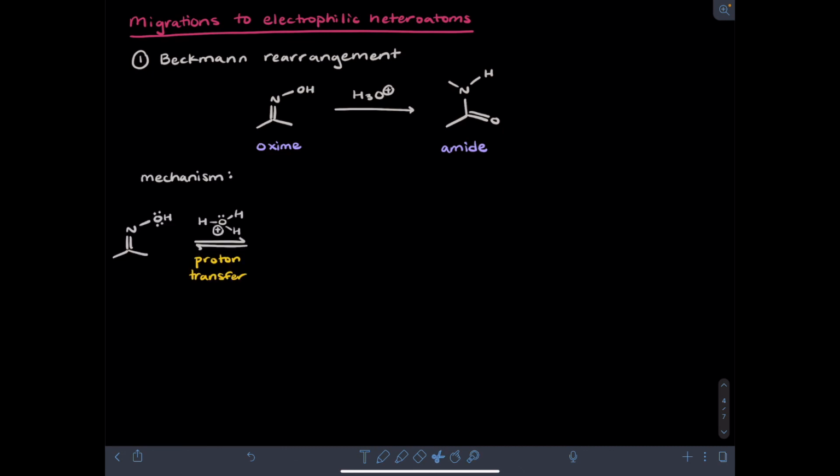The first step of the mechanism is going to be protonation of the OH group that is attached to nitrogen. I'm going to use hydronium to protonate this oxygen to make it a better leaving group. This forms a cationic intermediate, where now that water molecule is a good leaving group. Instead of having water leave to generate a nitrogen with an incomplete octet, there will be a rearrangement reaction at the same time as the loss of the water leaving group.